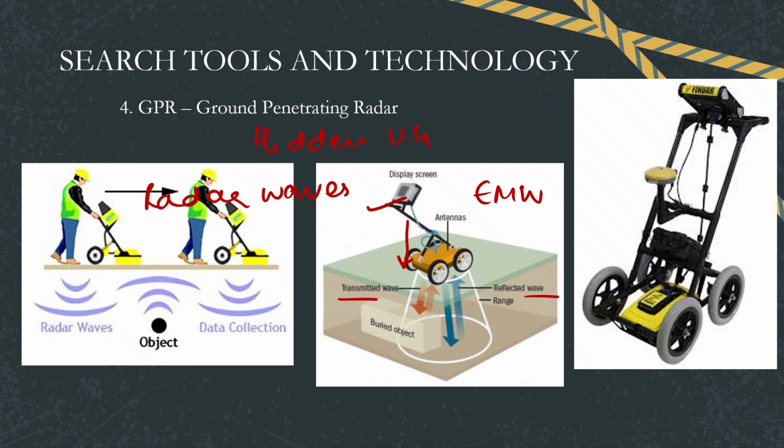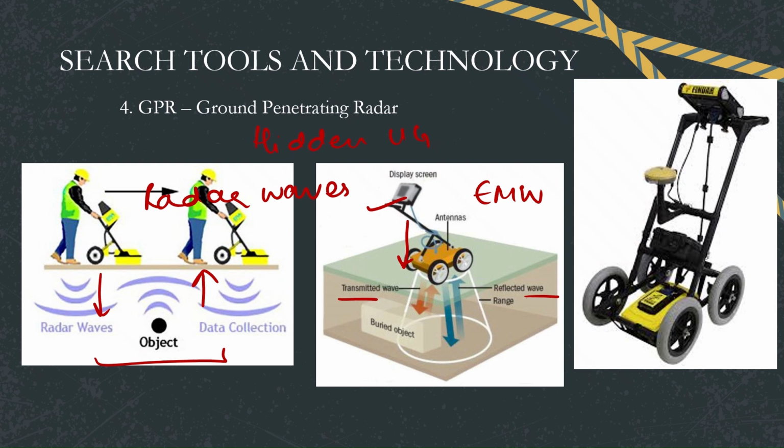Now, if you look at the image, you see that the investigator is slowly moving the GPR device across the ground. As the device moves, it continuously sends radar waves into the soil and collects the signal that bounces back. The process is shown at the bottom of the figure right here, where the waves travel downward, interact with the buried object, and then return to the device for data collection.